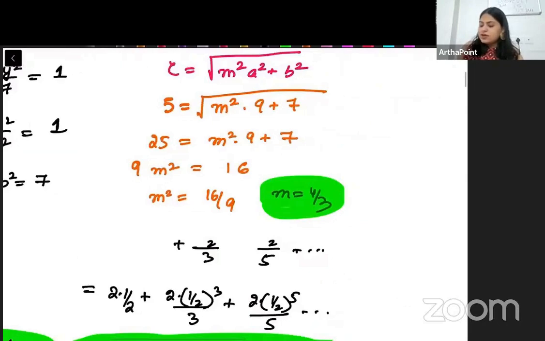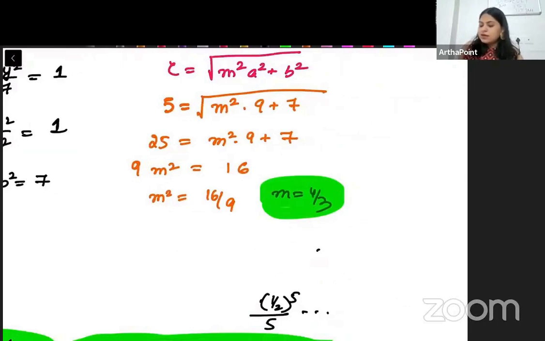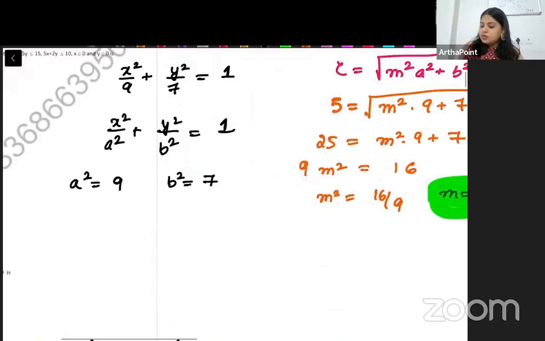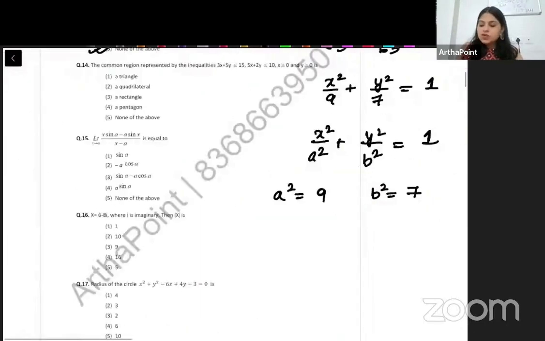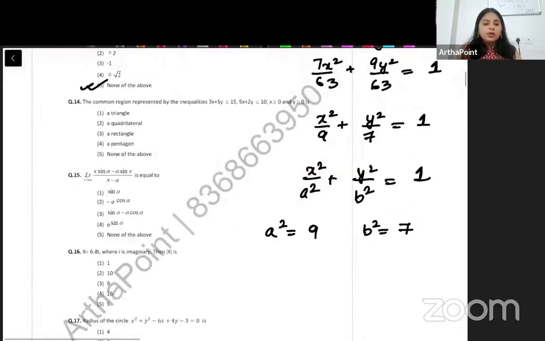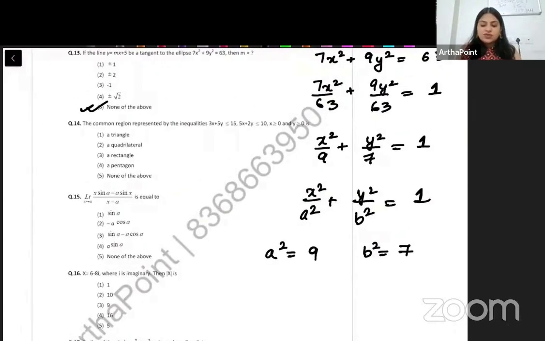Because m will come down as under root of 16 by 9, that is plus minus 4 by 3, no? So it will be that. So the answer should be 5. Okay, so that's the answer to this question.